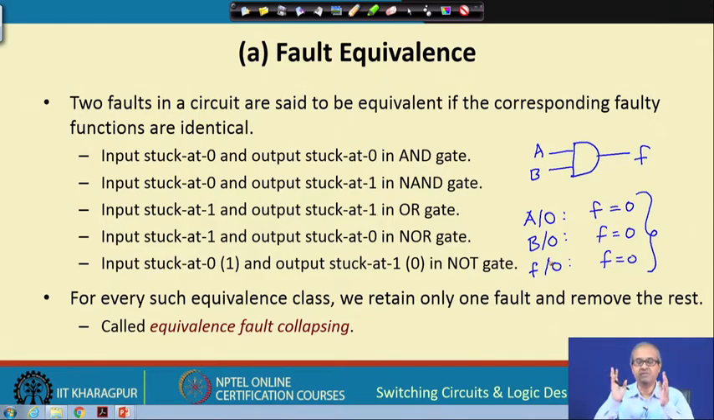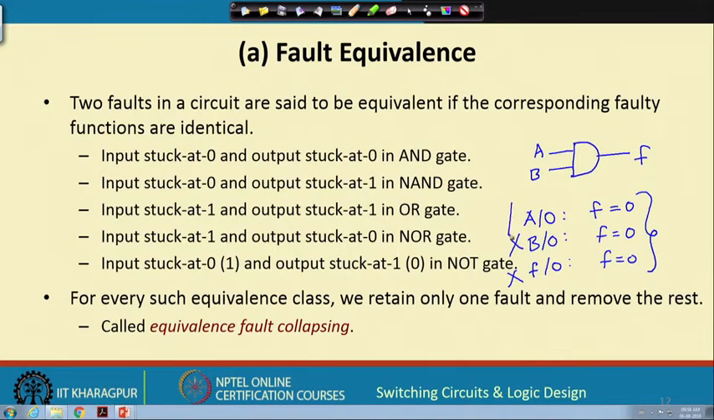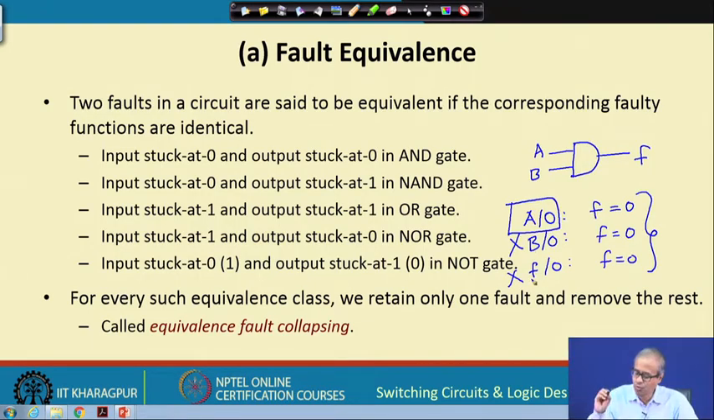The idea is that when you are counting the number of faults, you are counting A stuck at 0, B stuck at 0, F stuck at 0 3 times, but you can delete 2 of them if you want. What I am saying is that you can keep only A stuck at 0 because these 3 are equivalent, and you only generate a test vector that can detect the A stuck at 0 fault, which is 1 1, output is 1, and this test vector can also detect B stuck at 0 and F stuck at 0 automatically.